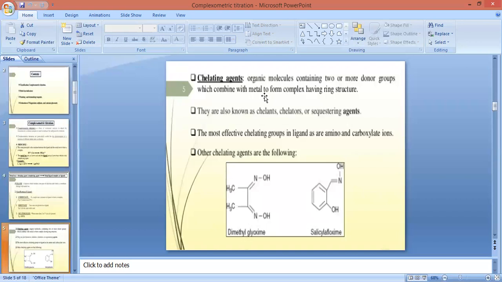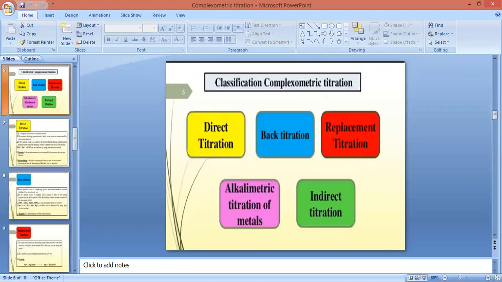The most effective chelating groups in ligands are the amino and carboxylate groups. Basically these two groups are responsible for attachment of the metal ion. Other than amino and carboxylate, there are two chelating agents which are used as complexing agents. One is dimethylglyoxime, which contains nitrogen as a binding site. It does not contain a carboxylate group or amino group. The next example of a chelating agent other than amino and carboxylate is salicyloxime, which is also a chelating agent other than amino and carboxylate ion.